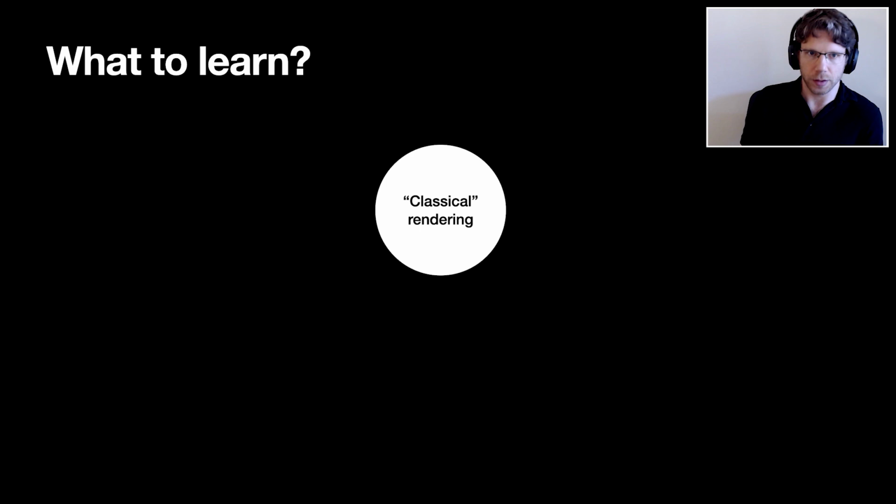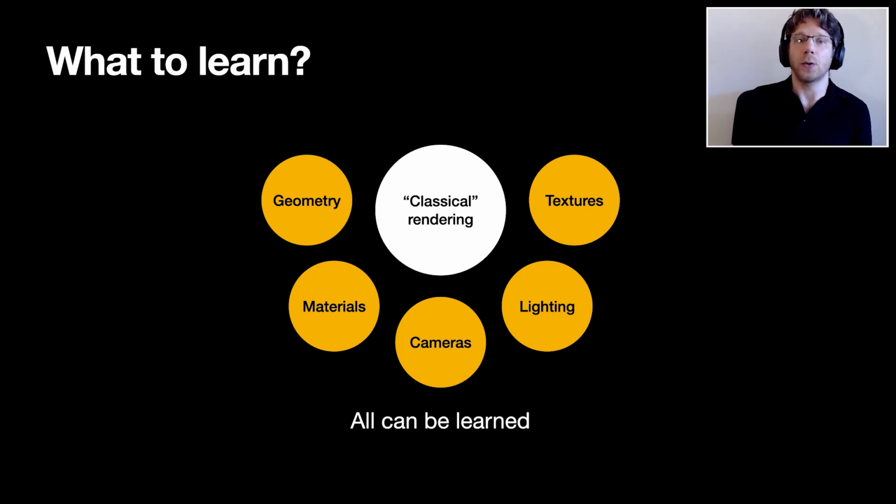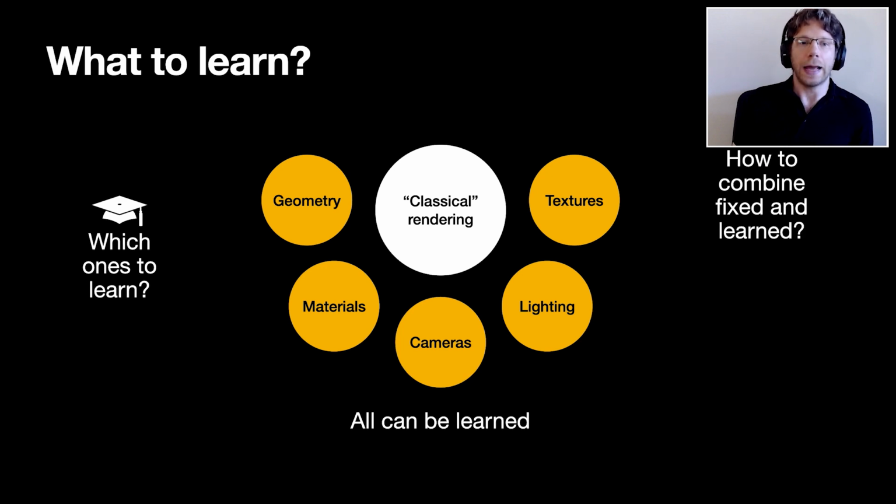Just to drive the point home, there are many pieces that can be learned, and we need to make informed decisions. In classical rendering, all these elements, geometry, materials, cameras, lighting, textures, others, they all take part in the rendering process, and all of these can be learned from data in some form or another. So the interesting question to me is, for a given application, which ones should we learn? And as I said before, how do we combine these fixed and learned representations to help the network generalize and introduce controllability?